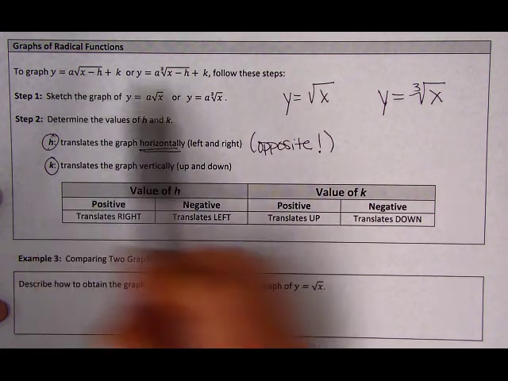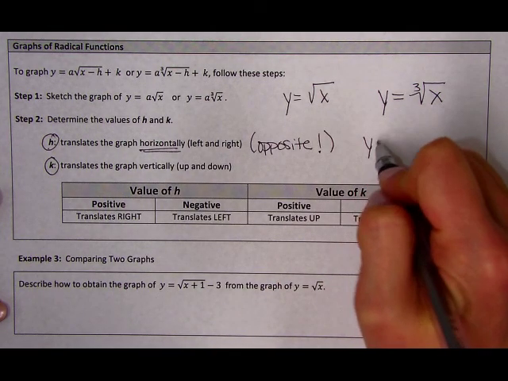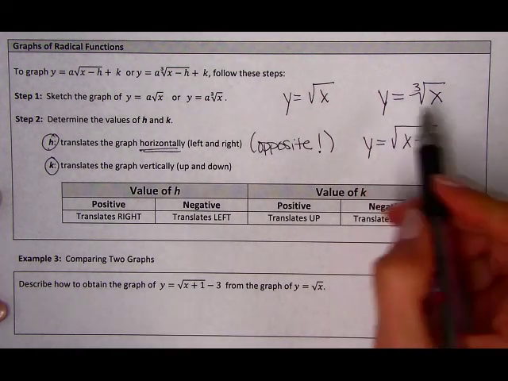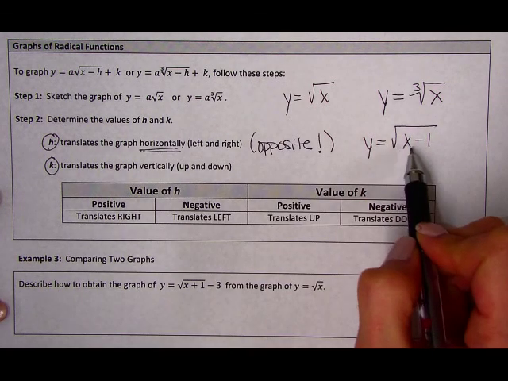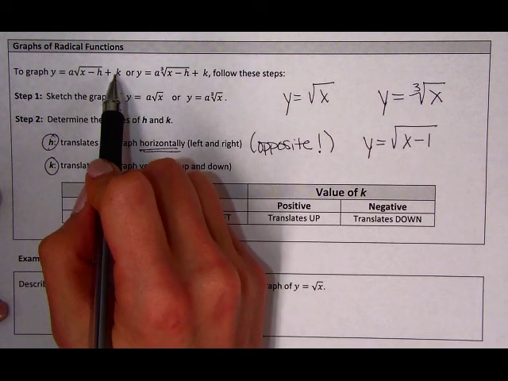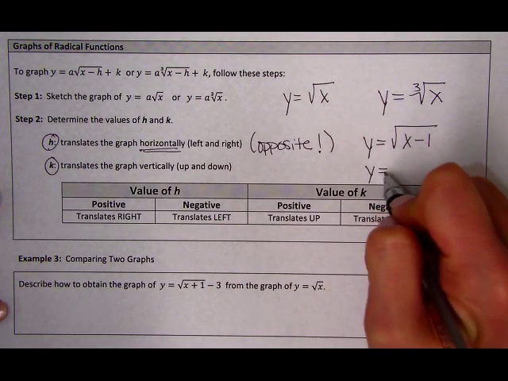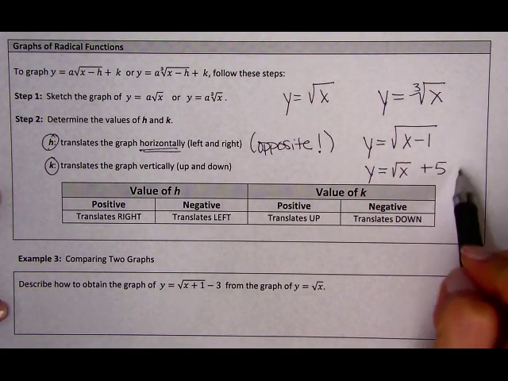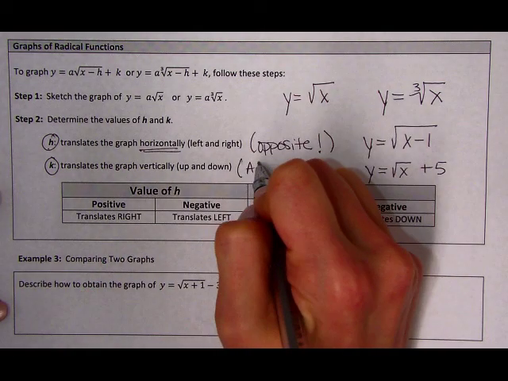So your h value, the value plus or minus inside your square root, just like if I had y equals the square root of x minus 1, that means I'm going to move my graph 1 unit to the right, opposite of what you think, along your x-axis. If you have your k value, which is outside of your radical, okay, so something like y equals square root of x plus 5. If that value is outside of your radical symbol, you're going to move your graph up or down true to its symbol.